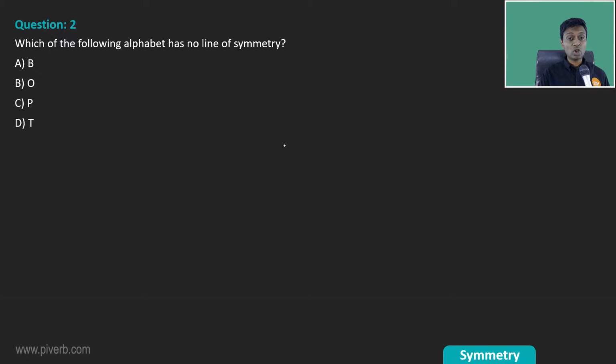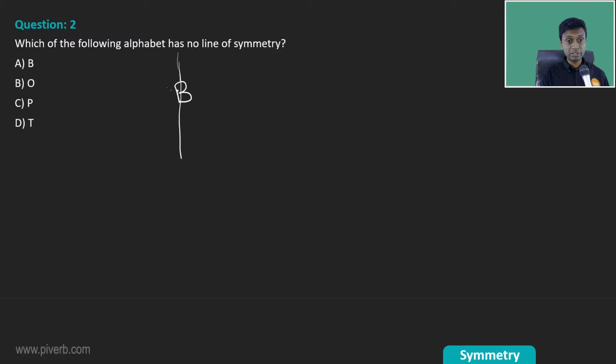Which of the following alphabet has no line of symmetry? Right, let's look at B, line of symmetry. We've discussed this. Very simple idea. If you draw an axis somewhere, call it a line of symmetry, the reflection of one half should be the other half, or if you fold about this axis, it should go and sit there.